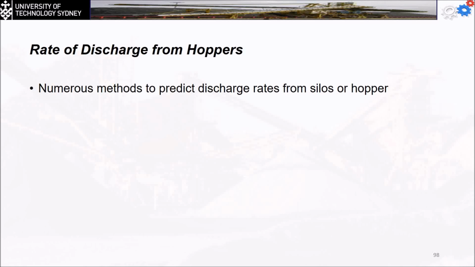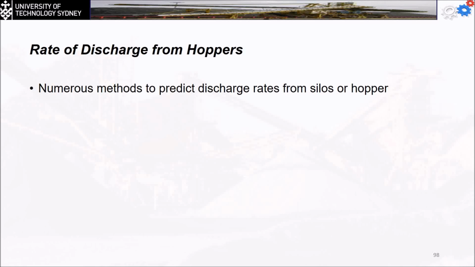Now, after I found out what the outlet diameter is, I can simply check what will be the discharge rate from the hopper, because this is once again very important. I will know how many kilograms per minute I'm going to have, or kilograms per second.